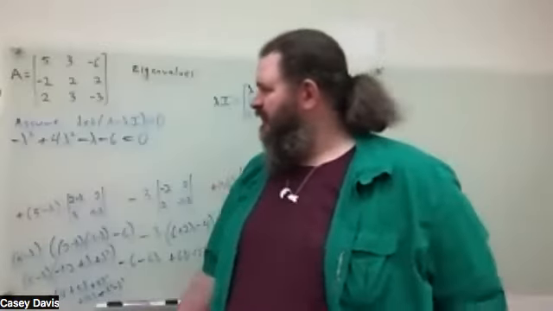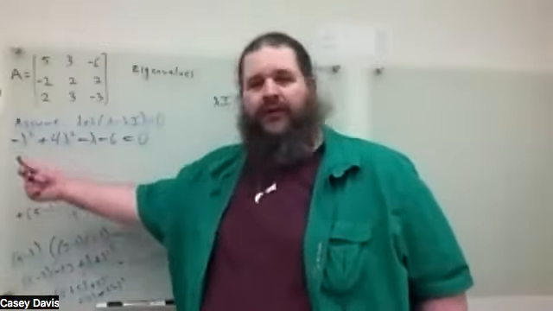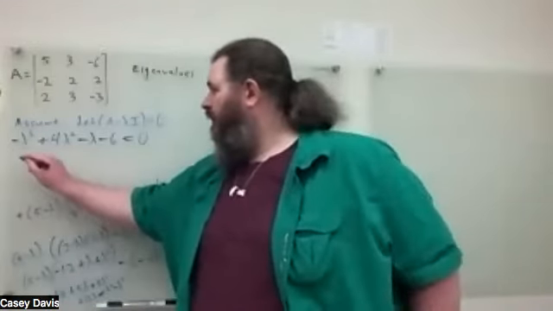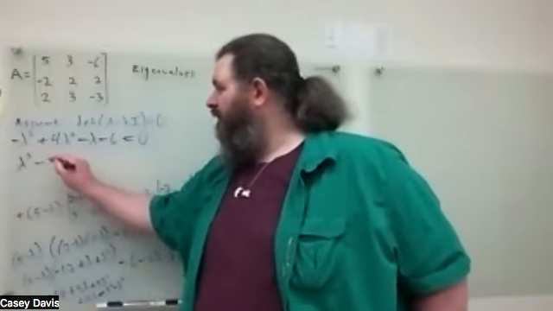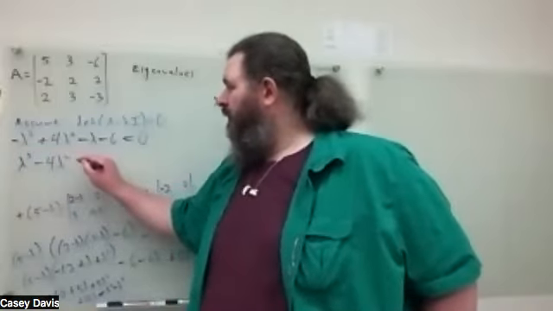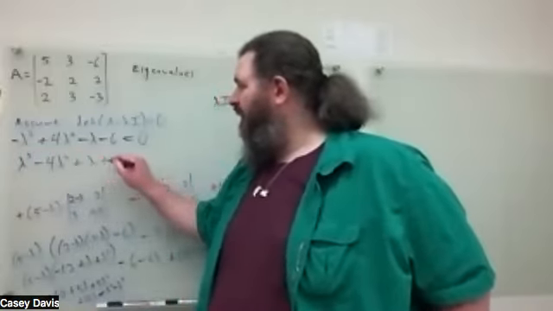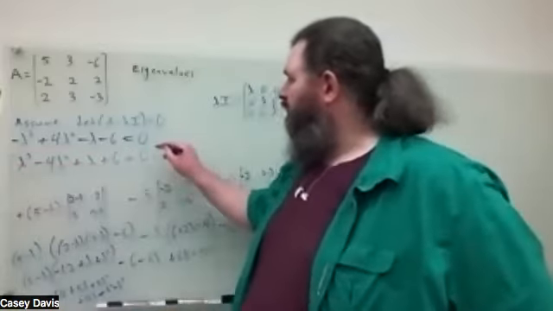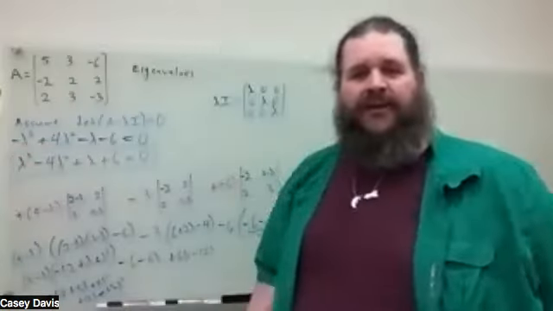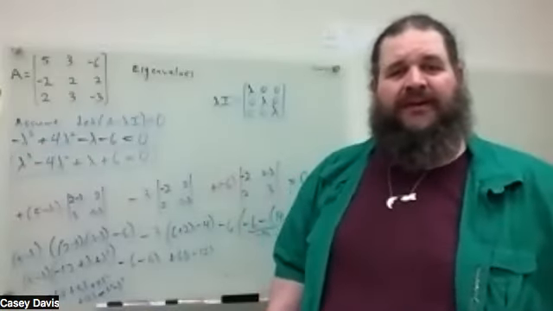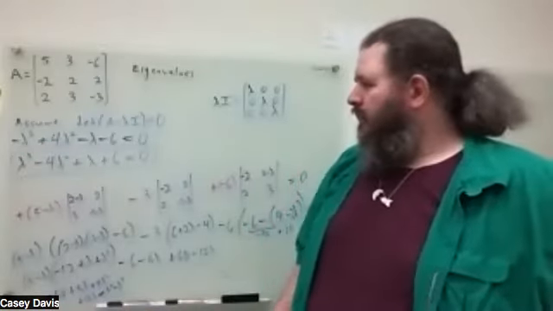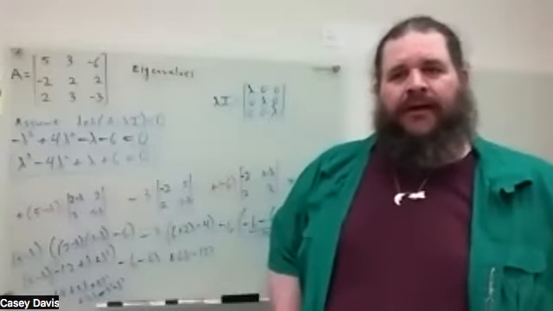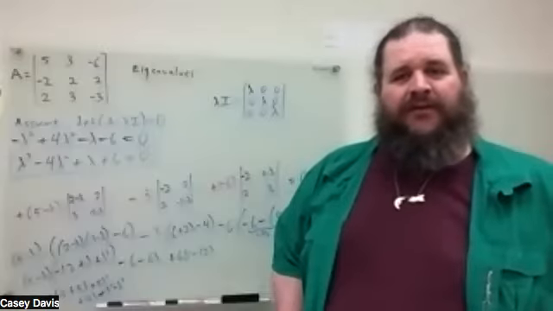I usually find it easier to deal with polynomials if the first coefficient is positive. It doesn't have to be, but let's just multiply this by -1. So we get lambda cubed minus 4 lambda squared plus lambda plus 6 equals 0. We would call this the characteristic polynomial, or in this case, the characteristic cubic, because it is specifically a cubic function. So if we can solve that, we'll get the eigenvalues. Any questions on finding that characteristic cubic so far?